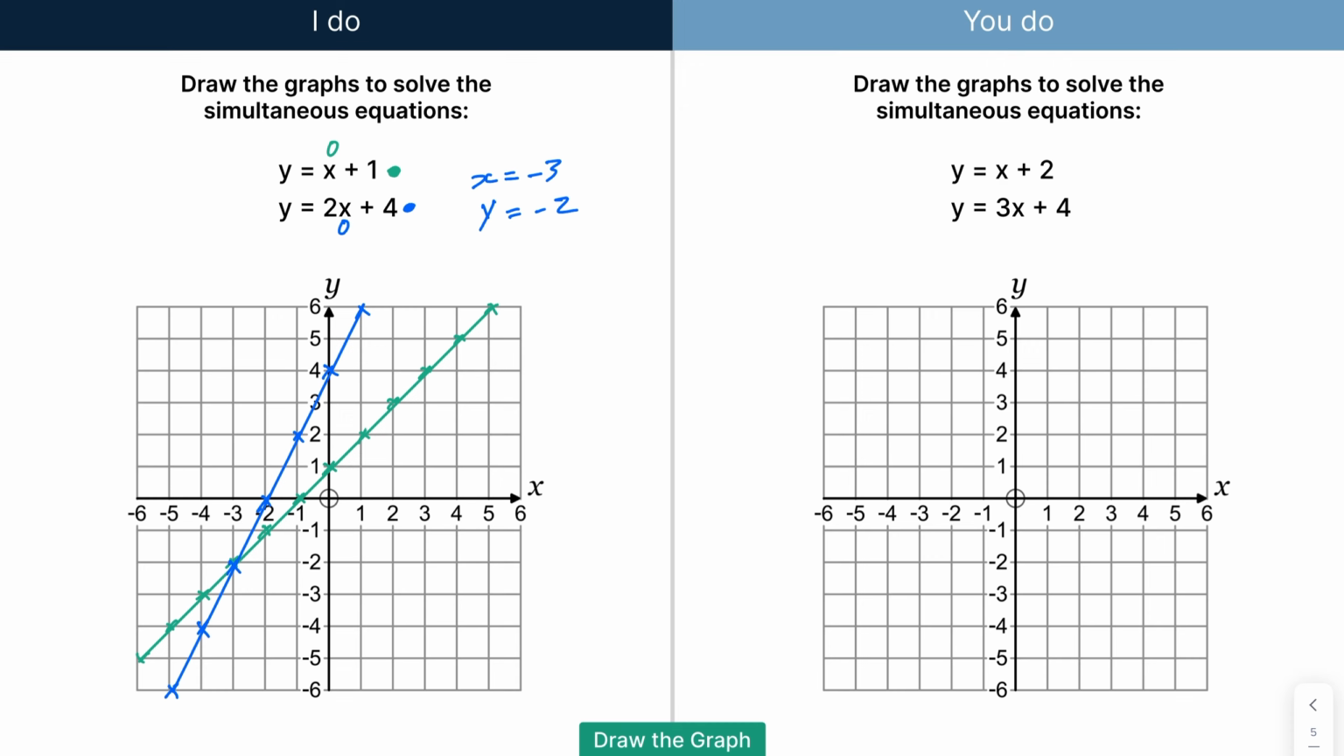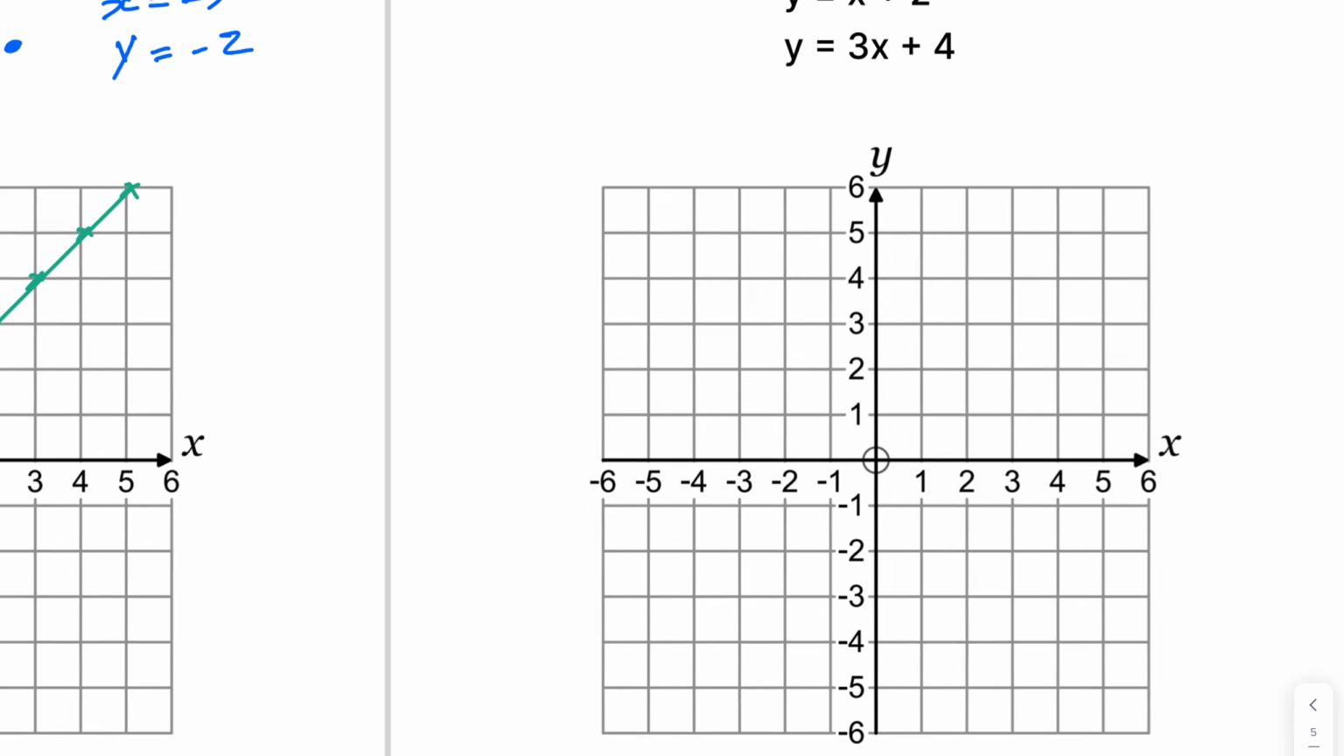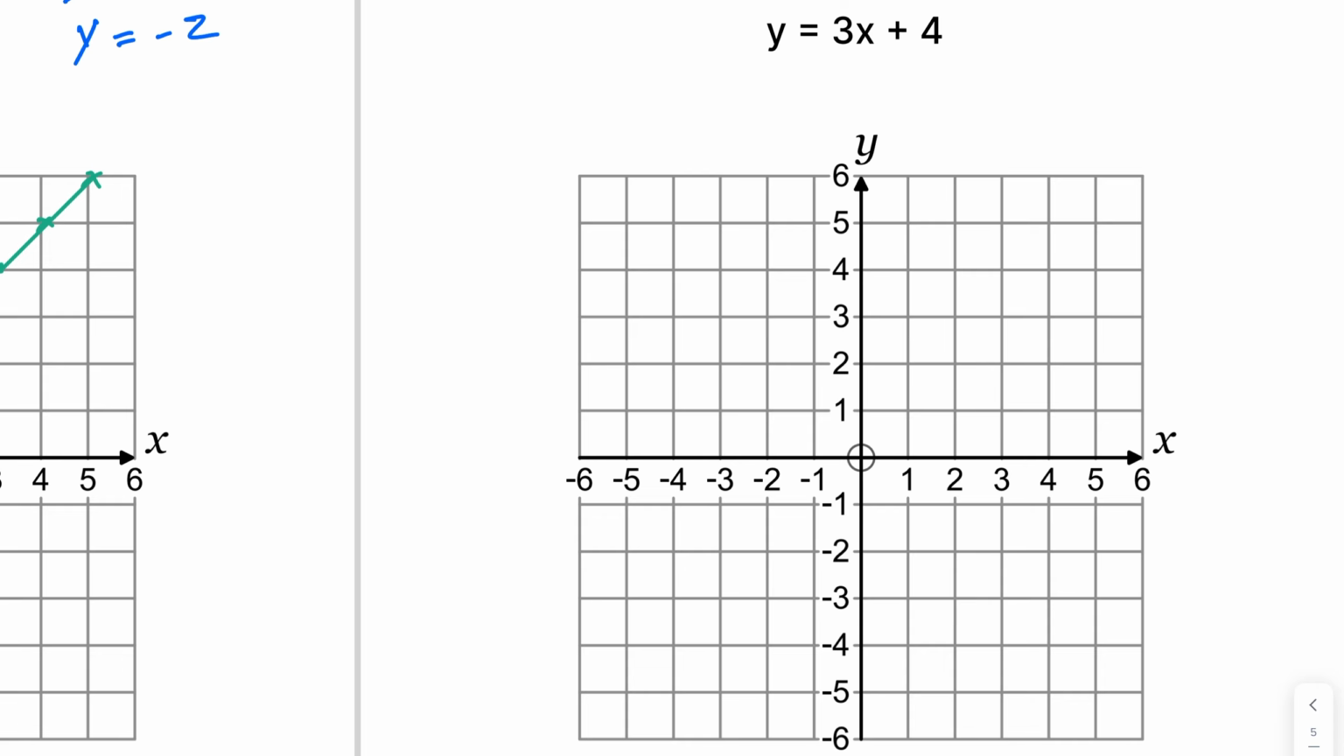So again, with this one here, hopefully you've pressed pause and had a go. So if I use my colors again, so if I use blue for this one. So when x is 0, y is 2. When x is 1, y is 3. So again, we're going up and across by 1. So that means I can plot the rest in like this.